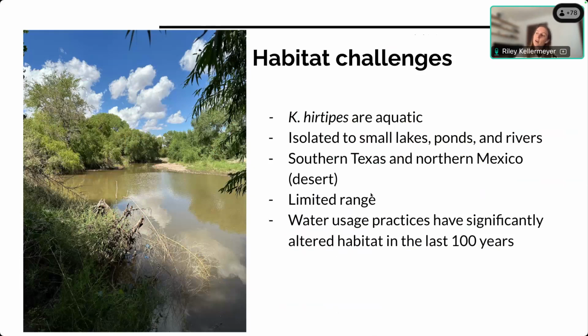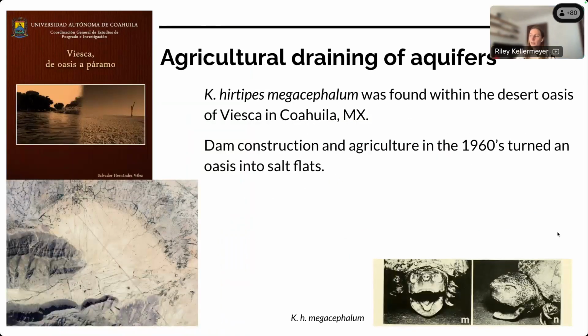Because they're aquatic, they have a fairly limited range. That's why 5 of those subspecies are found in teeny tiny areas. And then they're facing the major challenge of water usage has changed a lot in the last 100 years, mostly due to population growth, urbanization, and substantial expansion of agriculture just in the last 100 years. So those changing water practices actually have a really big impact on desert water, and as a result, in our turtles.